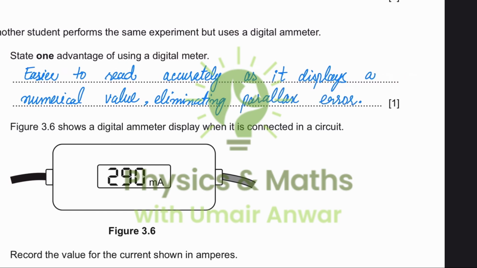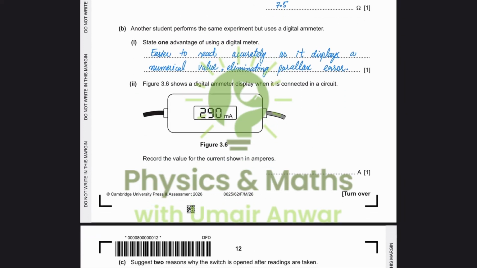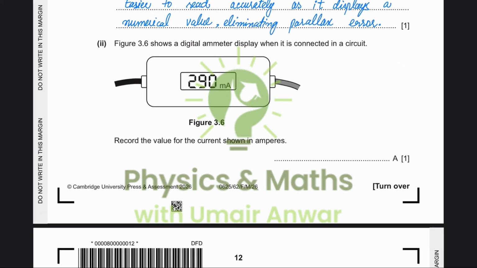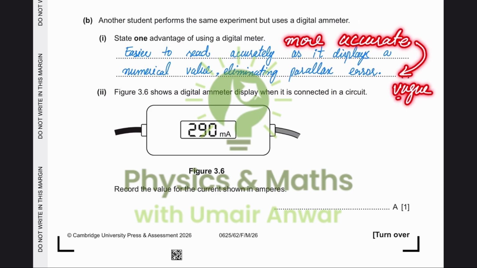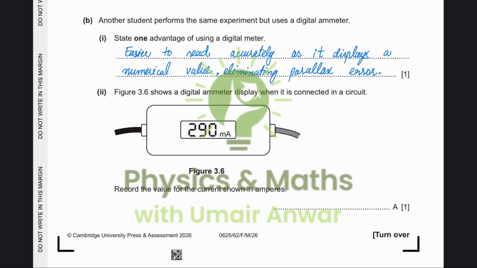Parallax error is ruled out when we are using a digital ammeter rather than an analog one. So if someone writes that it is more accurate than an analog one and does not write any reason for it, this will become a vague answer, and the examiner most probably is not going to give any mark for such an answer. So we must give a reason why a digital meter would be an advantage over an analog one.